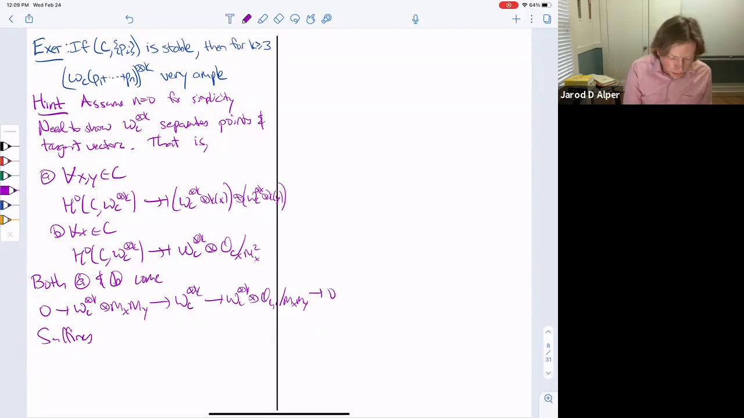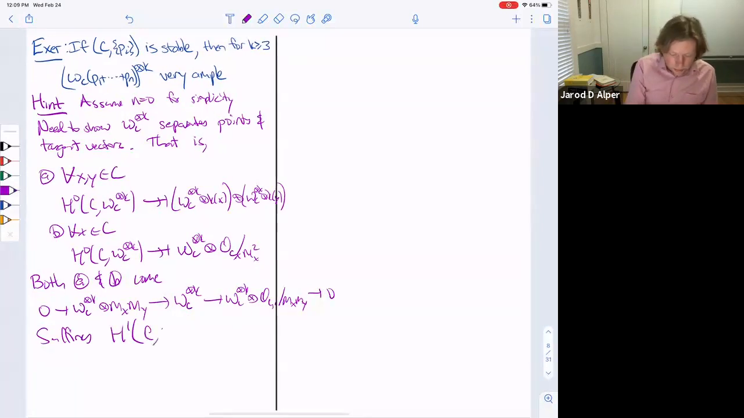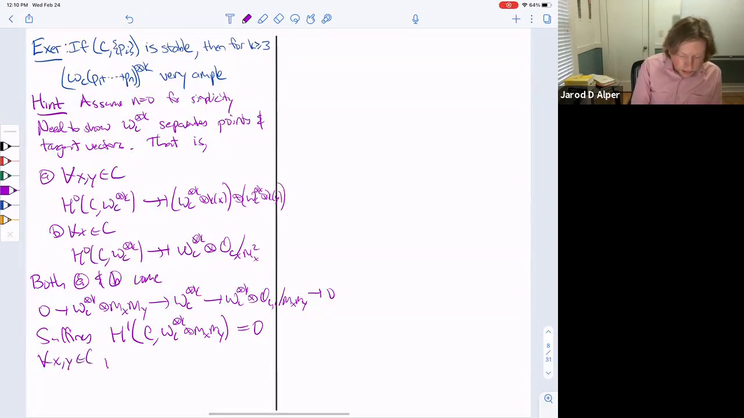So it suffices to show that H1 of omega C tensored with k, tensored with the maximal ideals of x and y, equals 0. And now here, this is for all x and y in C, but actually possibly equal. So we've merged these two cases into this one vanishing of cohomology statement.